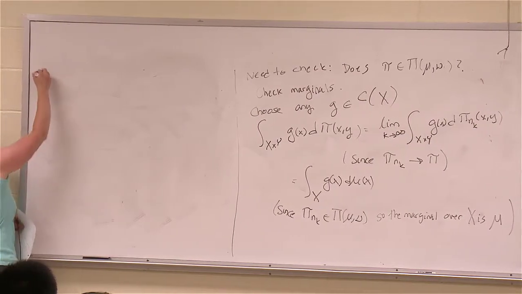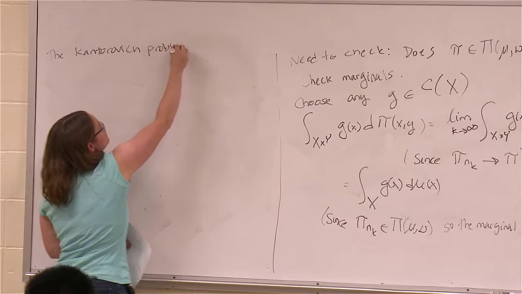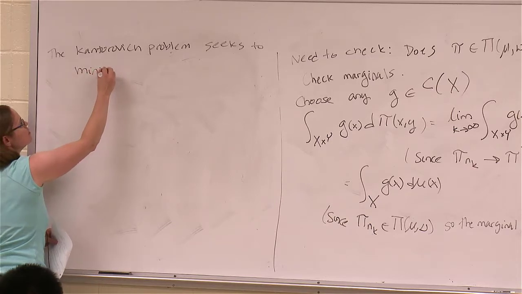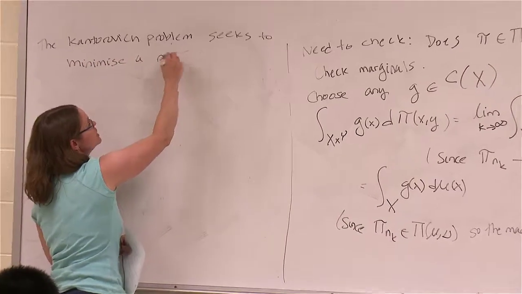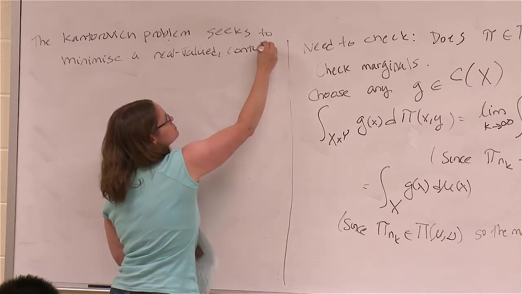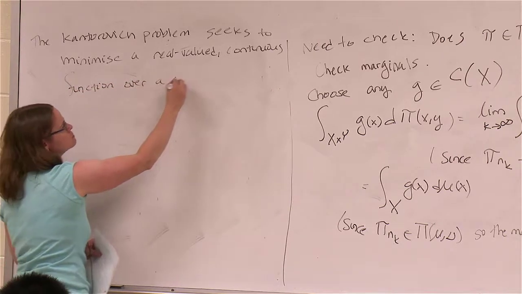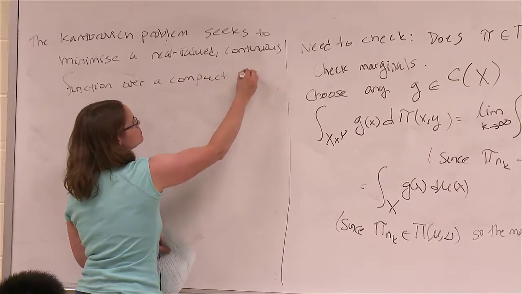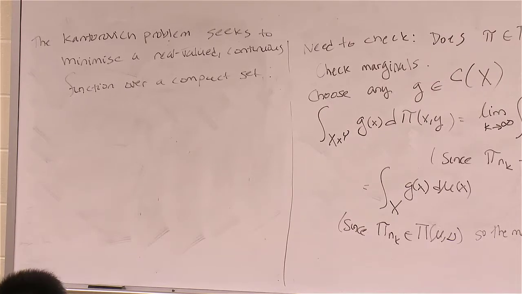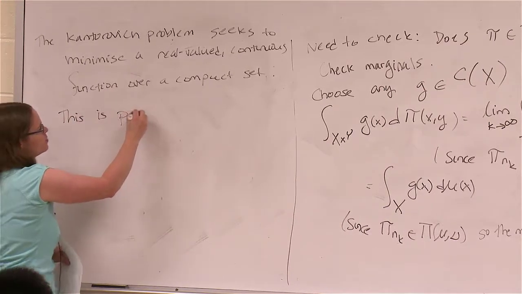Okay, so the Kantorovich problem. Now, the way we've written it down seeks to minimize a real valued function, a continuous real valued function, over a compact set. We can do that, right? So this is indeed possible.